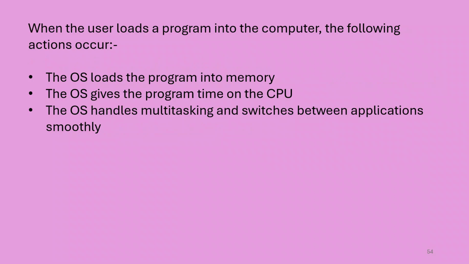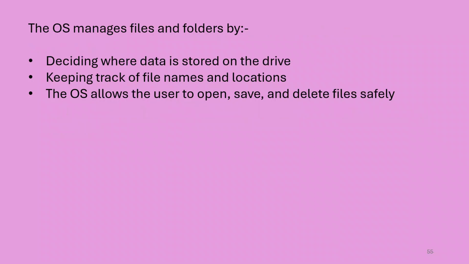When the user loads a program into the computer, the following actions occur. The OS loads the program into memory, or RAM. The OS gives the program time on the CPU, the central processing unit. The OS handles multitasking and switches between applications smoothly. So that's what your OS does, and your OS is your operating system.